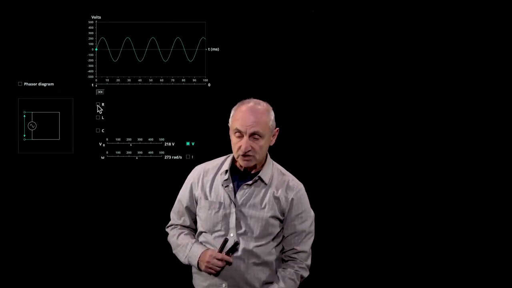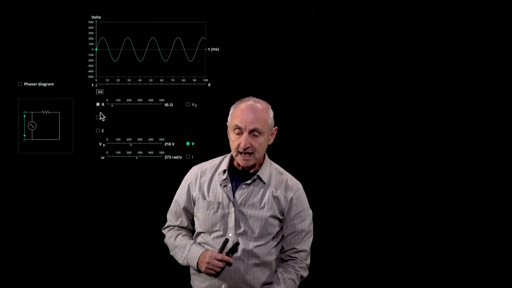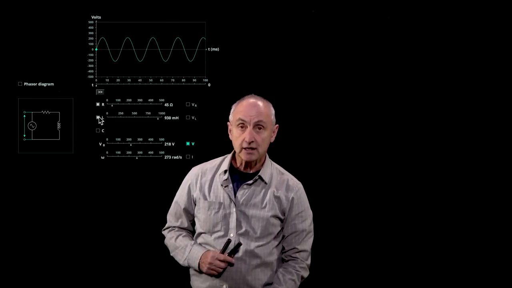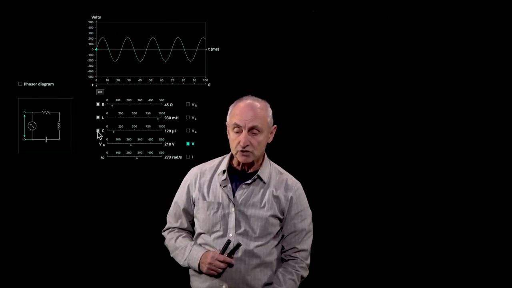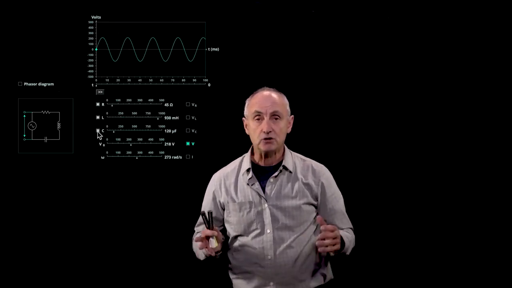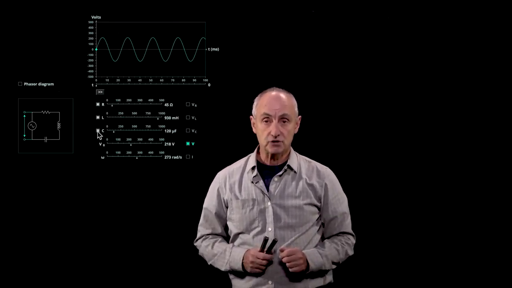We would now like to put together all of the pieces that we've been learning about. A resistor, so let's add a resistor to our circuit. Let's add an inductor to our circuit. And let's add a capacitor to our circuit. And now we have the driven RLC circuit.